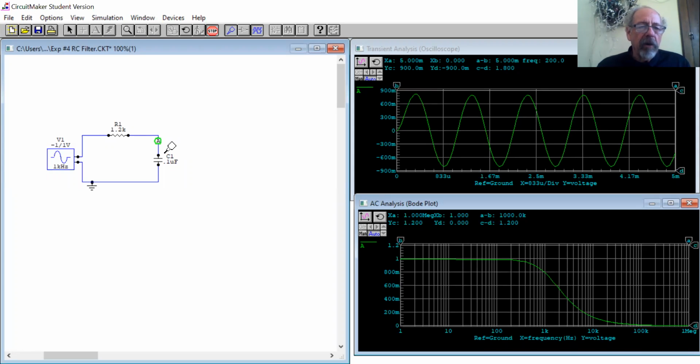On the other hand, if I go to high frequency where f approaches infinity, the reactance tends to go towards 0. Now everything would drop across this resistor and hardly anything here. This eventually becomes a short circuit. So what we see is the output going very low at high frequencies. We're still not done with this chart, though.